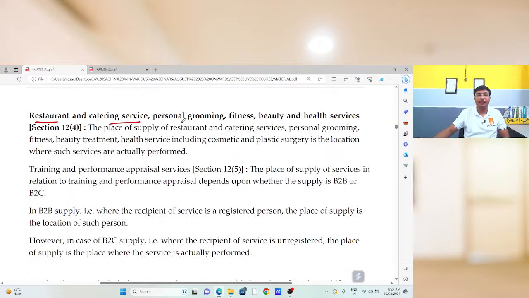restaurant services, catering services, personal grooming, fitness, beauty, and health services. In these services, what will be the place of supply? Suppose I am doing catering work, then I need to go to the place of that particular event and do the work at that place. In that case, the place of supply will be the location where the service is actually performed. So the place of supply will be where the services are actually performed, where the beauty treatment or the services related to personal grooming, fitness, body and healthcare services are provided.